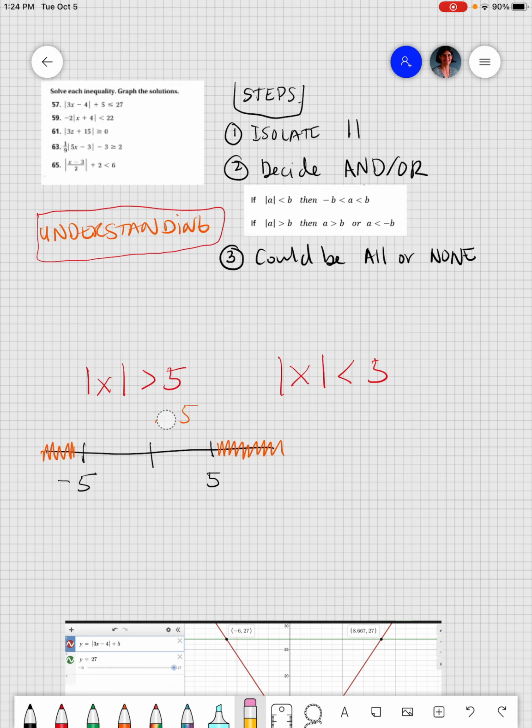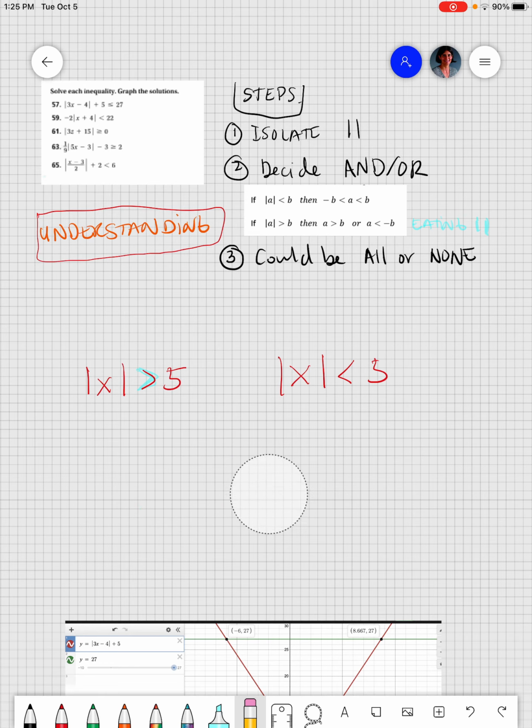And we see that this creates this OR situation. X is greater than 5, or x is less than negative 5, right? We want it to be over here. So this brings us to the OR. And I say to myself, when the inequality sign is eating the absolute value, I know I'm going to have an OR. So when the absolute value gets eaten, I have an OR situation.